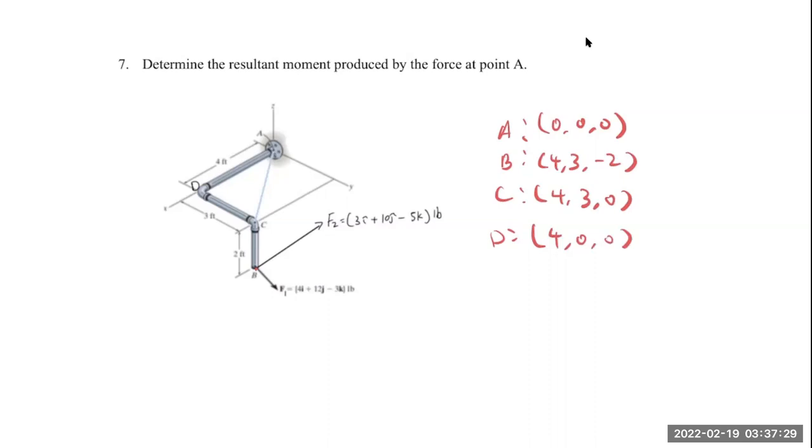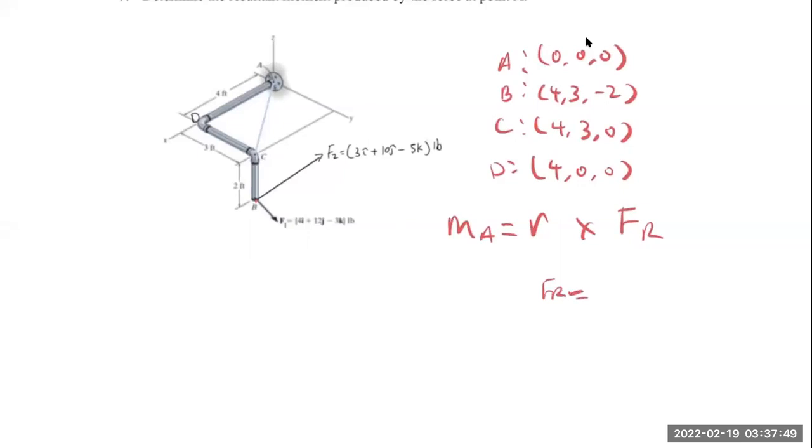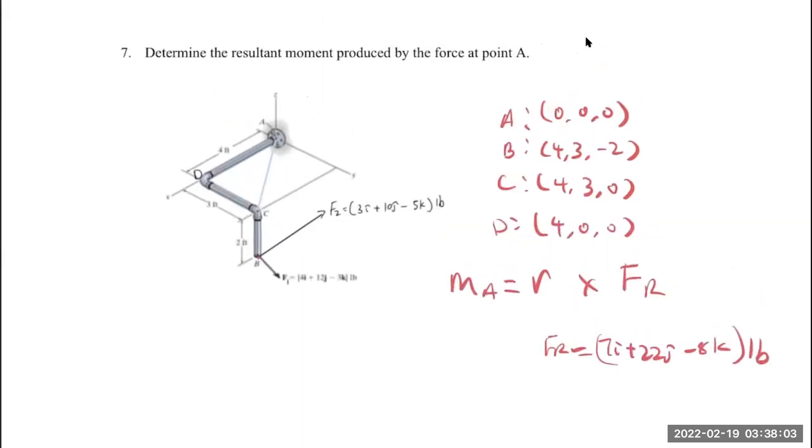Okay. Next thing I have to do is use this formula right here. MA is equal to R cross F. And this F will be FR because there are 2 force vectors right here. And I know that my FR is equal to simply adding them together. So my FR is 7i plus 22j minus 8k. And then what's my R? That's the tricky part right here.